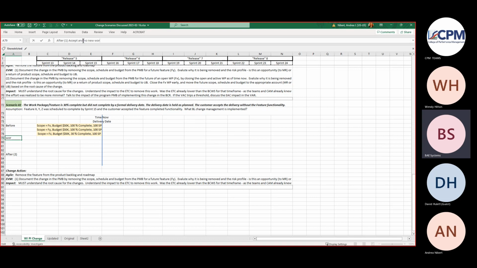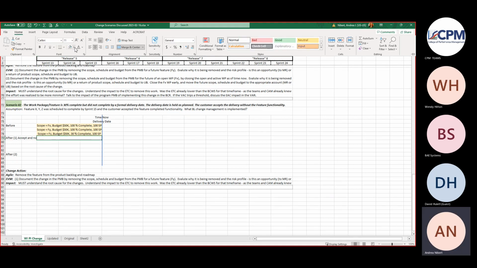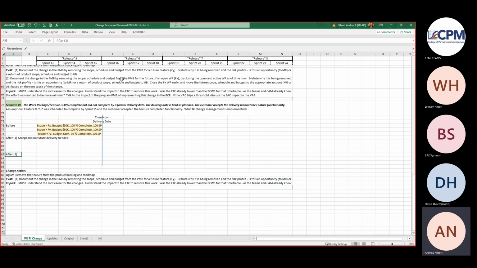So are there two different answers that we need to go down those paths on, based upon whether the customer is still expecting that feature to be delivered in the next release or in a future release versus not? Yes, which is exactly why we started having the two different, after one and after two.